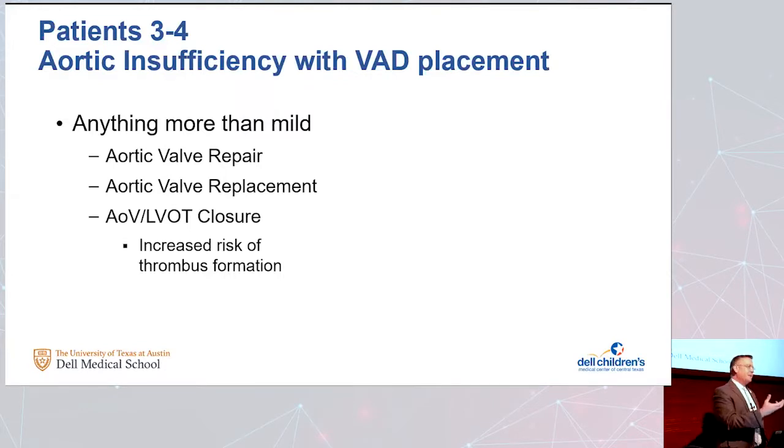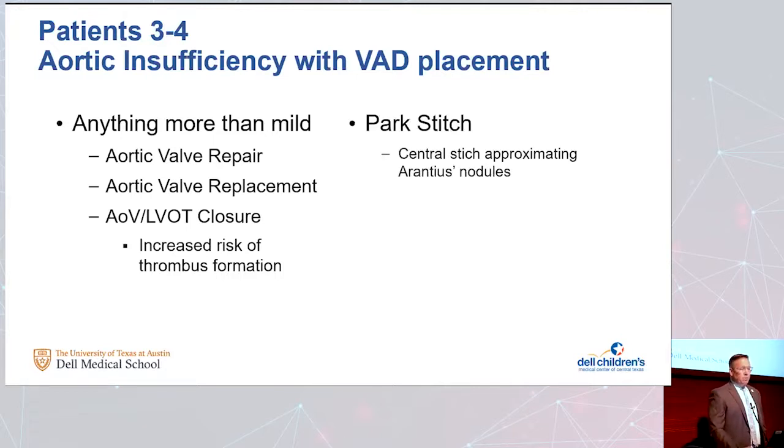You have to skeletonize the aortic outflow tract to be able to do an aortic repair, which causes another level of hemostatic problems, and also just the different tissues. So we think about that and time on bypass. So what did we do?